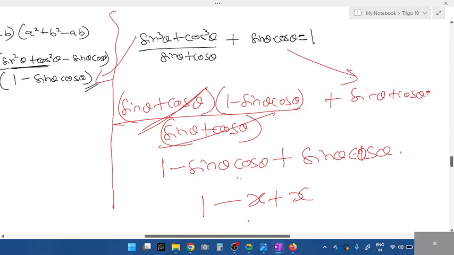Very good. If both are same, you can assign an alphabet, students. Both are same, so I can assign alphabet x and x. In mathematics, we assign alphabets for unknown values. Even if they're same, we assign the same alphabet. x and x get cancelled, the answer is 1.